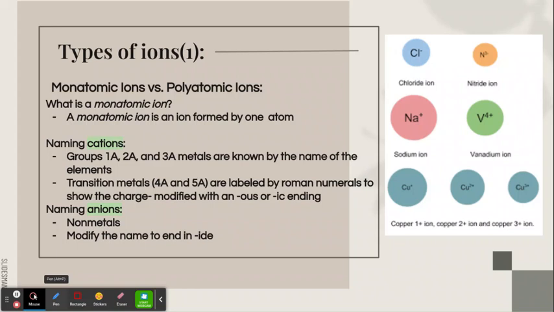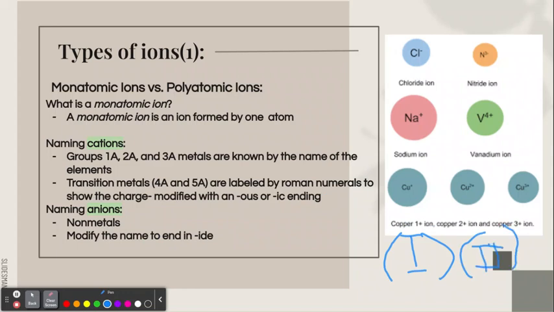Transition metals 4A and 5A are labeled by Roman numerals to show the charge. Naming anions, they're going to be nonmetals modified with the ending "ide." Over here you can see that there's the chloride, nitride, and then at the bottom, these coppers would have the parentheses. So for copper 1, you would put the Roman numeral 1, copper 2, you would put 2, etc.